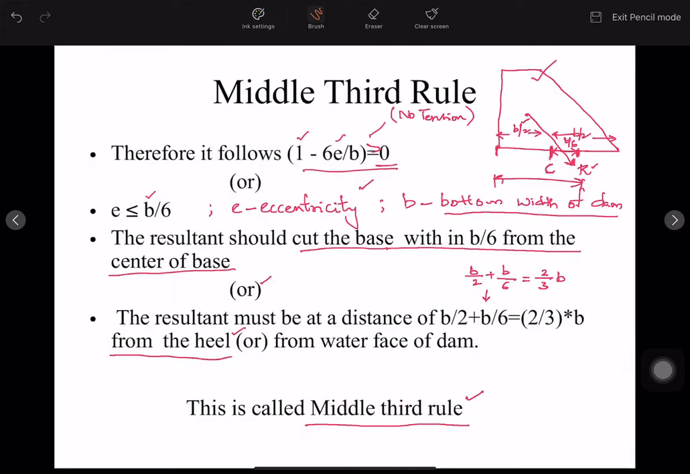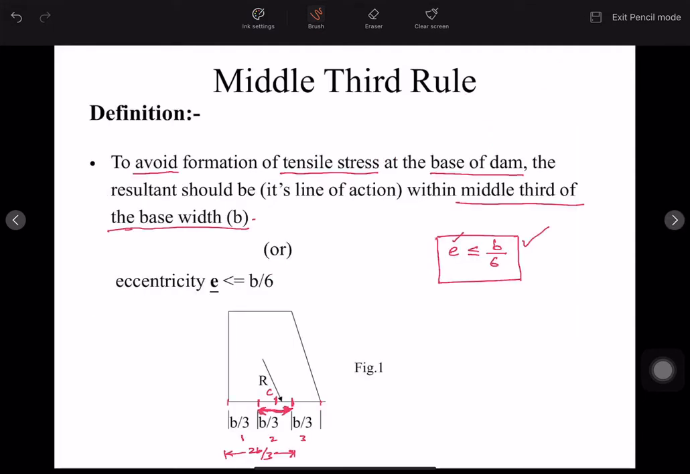Middle third rule. Initially we have discussed about the middle third rule. It can be defined as: to avoid formation of the tensile stresses at the base of the dam, the resultant should be passed through the middle third of the base of the dam.